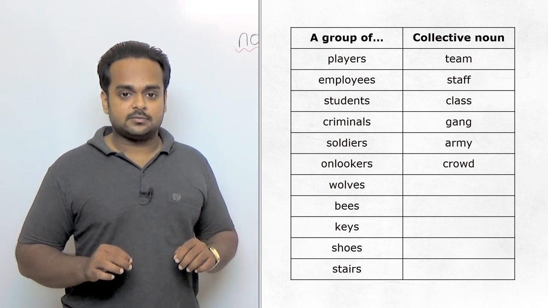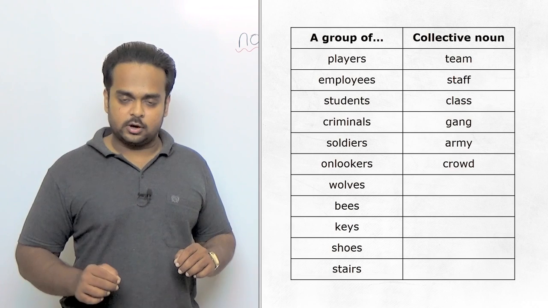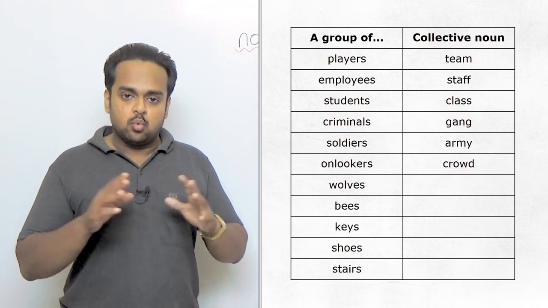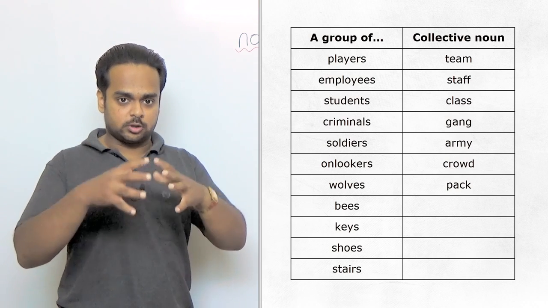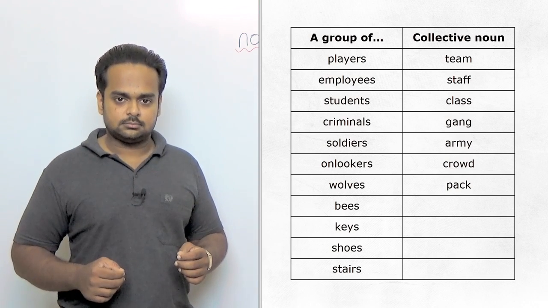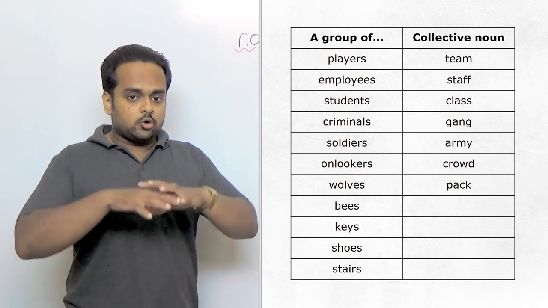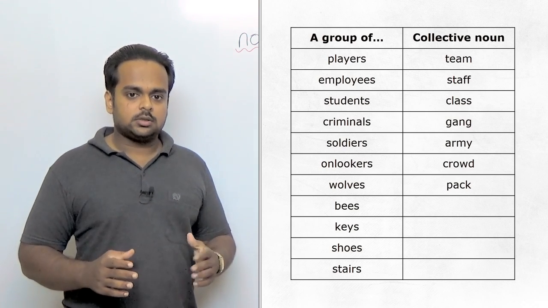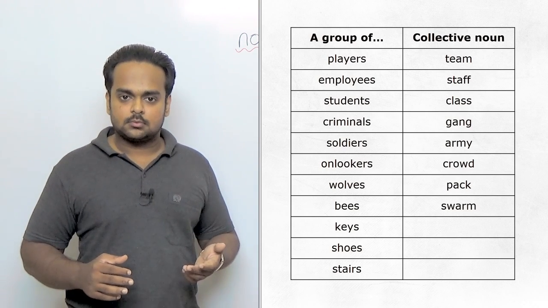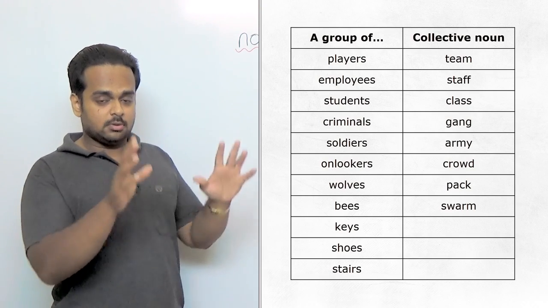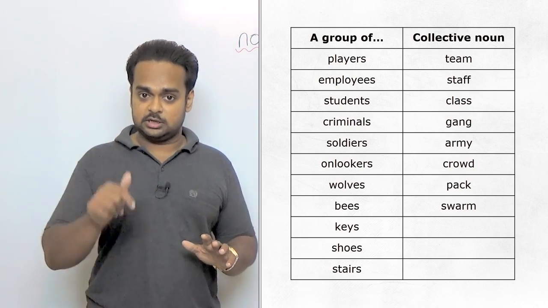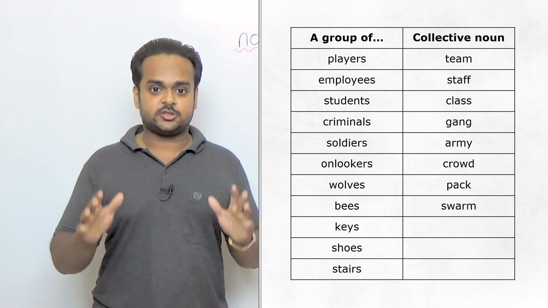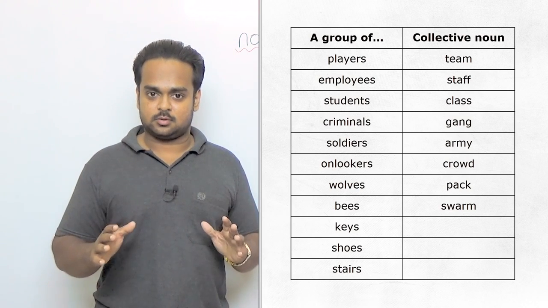There are also collective nouns for animals. For example, a group of wolves is called a pack. And wolves are very dangerous when they're in a pack. A group of bees is called a swarm. If you ever see a swarm of bees coming towards you, please run because they can sting really hard and it hurts very, very bad, okay?